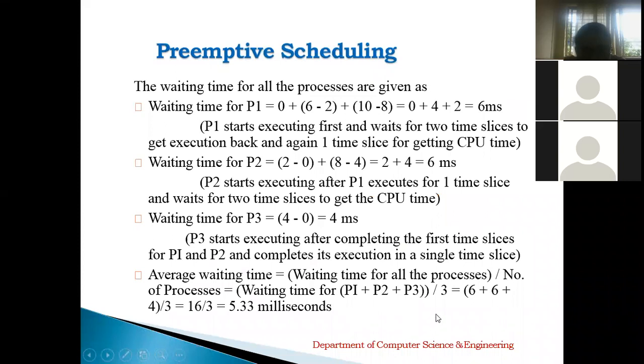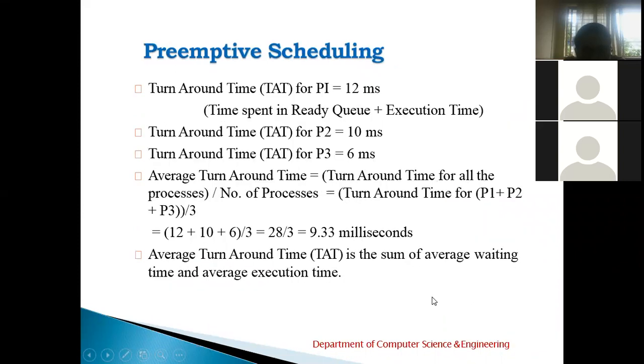Now what is the average turnaround time? Add the turnaround times of all the processes and divide by the number of processes. So 12 plus 10 plus 6 divided by 3. How much do you get? On average, the turnaround time is 9.33 milliseconds.